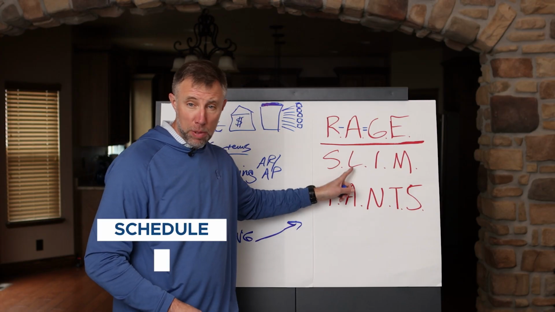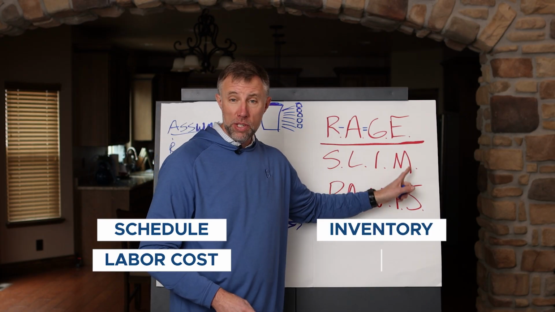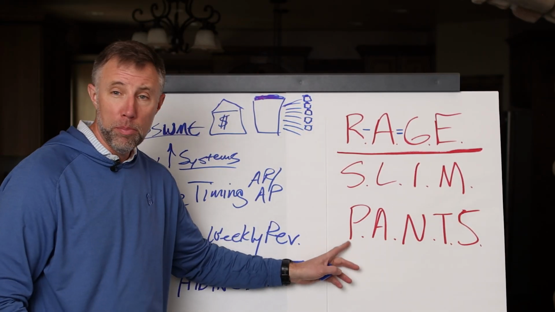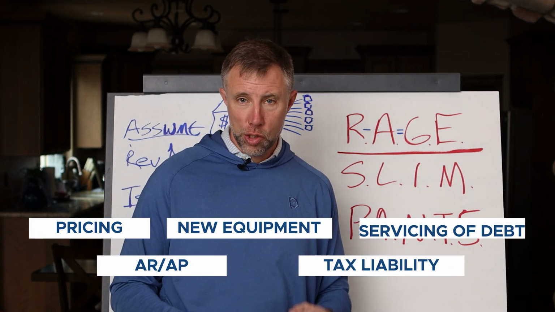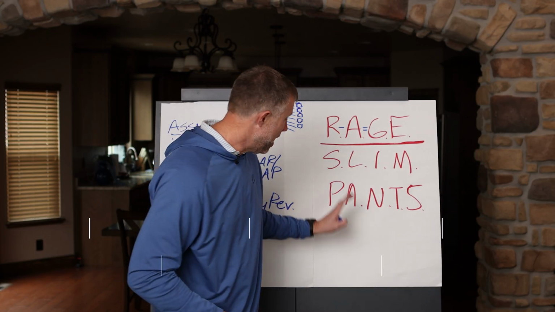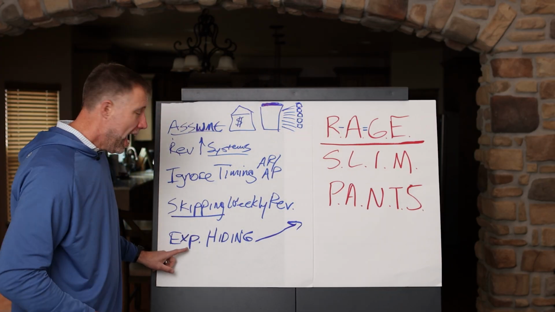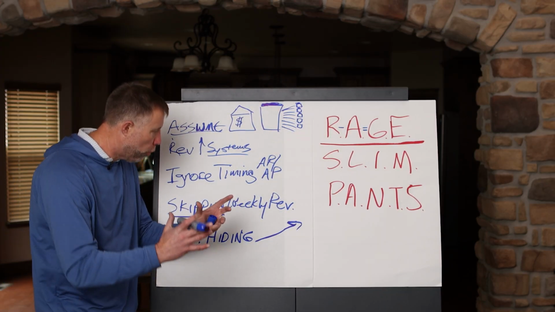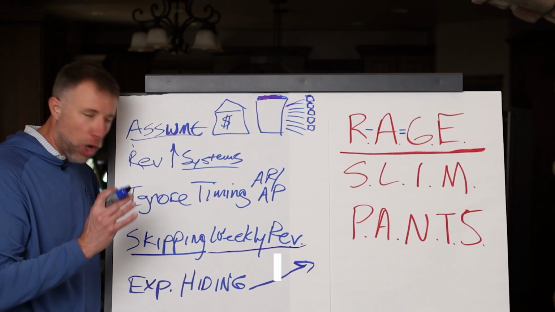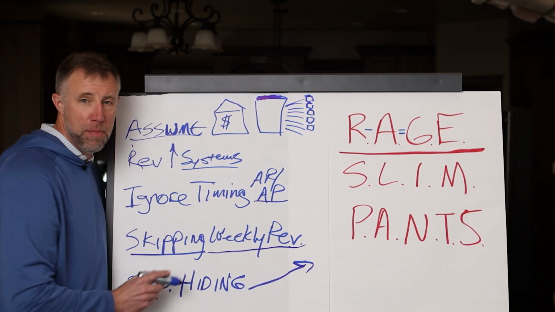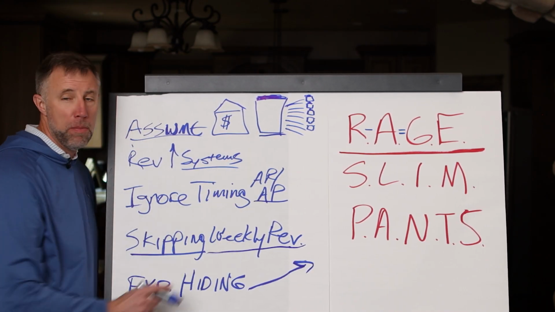Scheduling, labor cost, inventory, mistakes and warranties, and then down here, pricing, accounts receivables and payables, new equipment, taxes, and then servicing the debt. So if you just had those 9 points to be able to run those through and not hide those, but pull them up. How do you pull them up? Put them on a spreadsheet during your weekly review. Talk about those every week. Talk about your ARAP every week. Talk about your subdivided bank accounts every week.